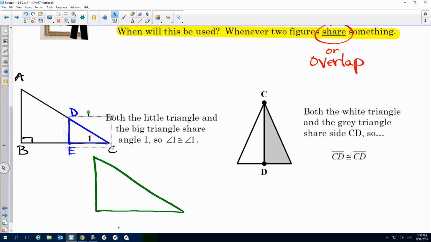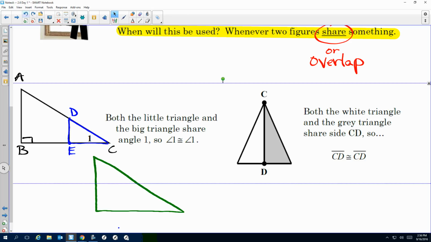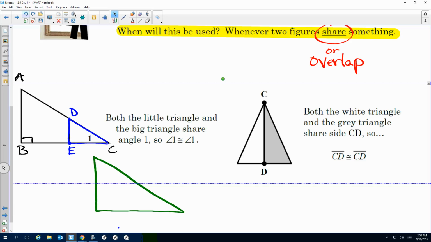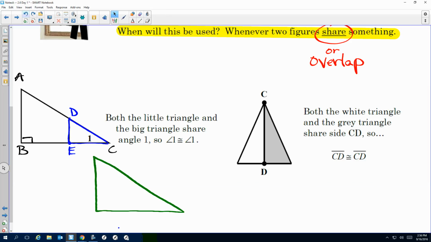What I want you to see is that angle. What letter? C. Angle 1 is also angle C. I want you to see how they overlap on C.